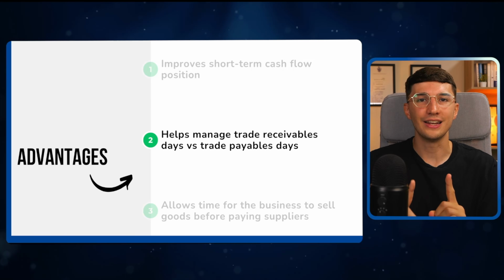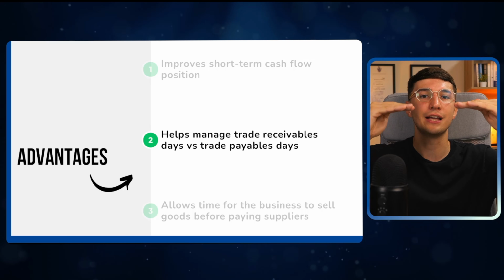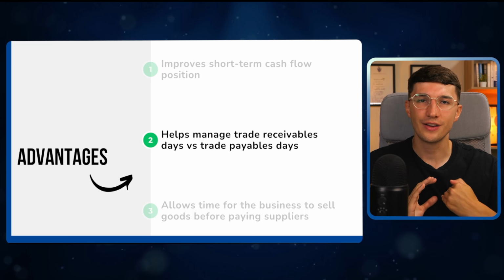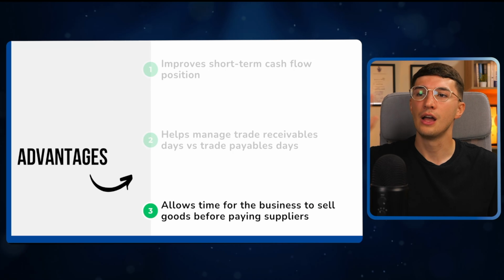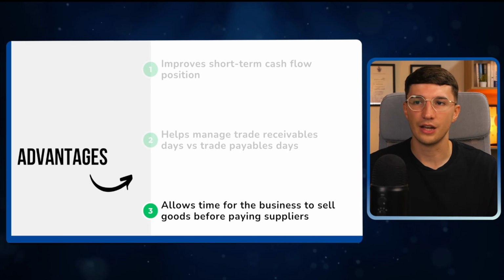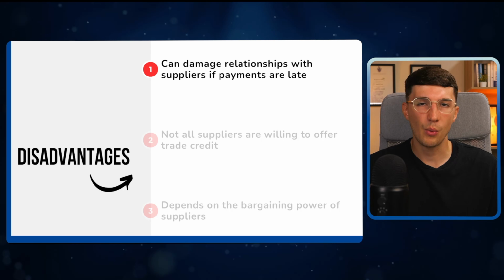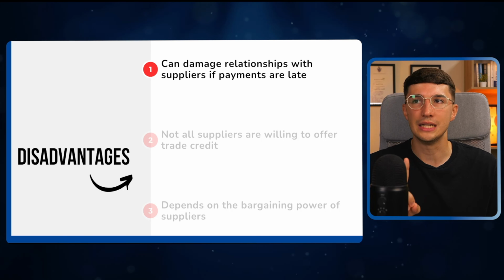Now, ideally, you want your trade receivable days to be lower than your trade payable days. So you're getting money quicker in the business than it's going out. And it allows time, once again, as we said, for the business to sell our goods before paying our suppliers. However, there are several drawbacks that we need to know.